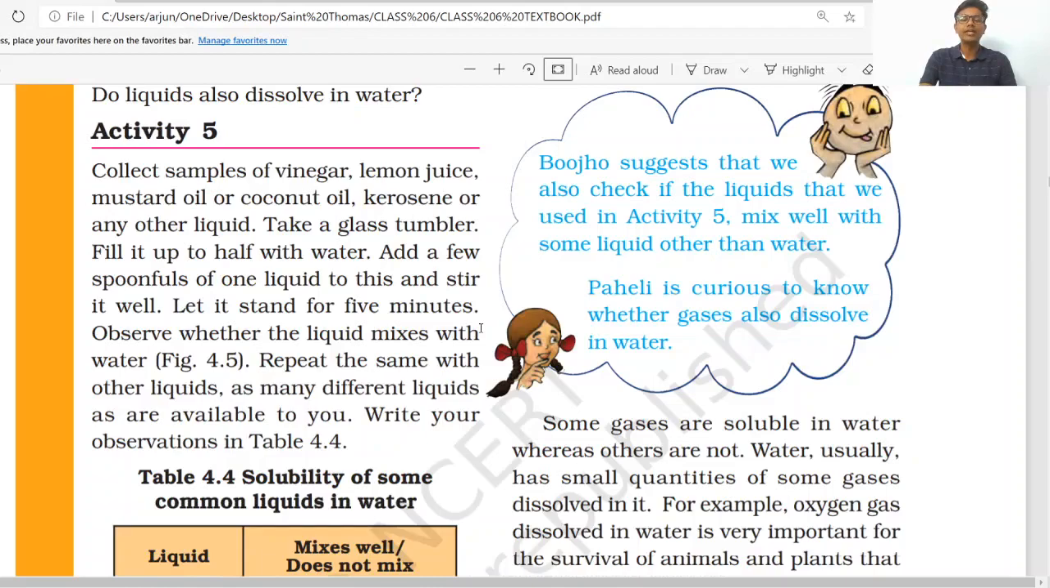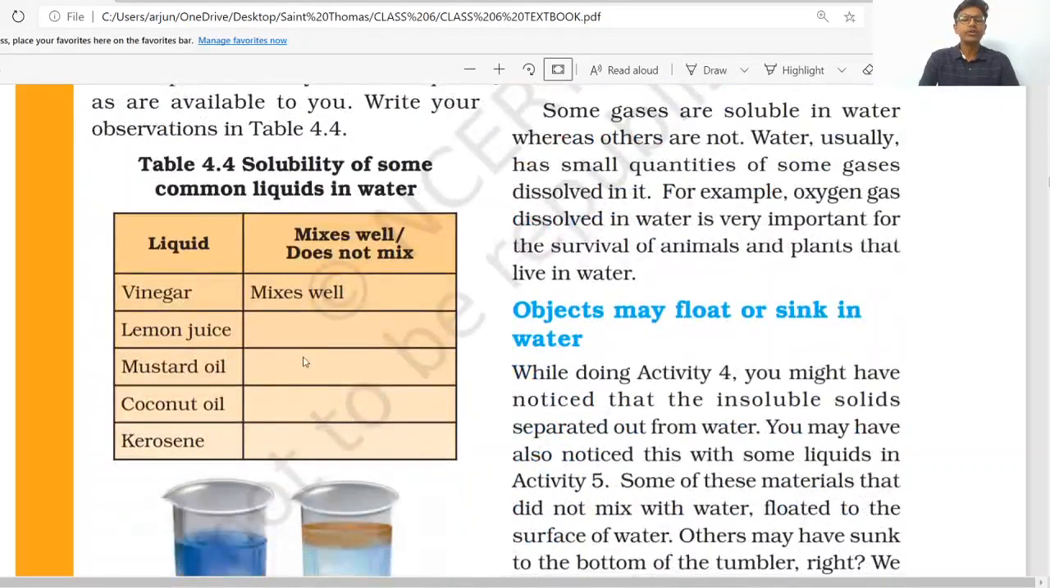So many different liquids are available to you. Write your observation in table number 4.4. So the activity number 5 is very simple. You just have to take different types of liquids, lemon juice, coconut oil, kerosene, petrol, anything you find at your home, and then just add 1 tablespoon or 1 spoonful of that liquid into a half filled glass of water, stir it well and wait for 5 minutes. Okay, so now what you have to do, note down the observation which you observe.